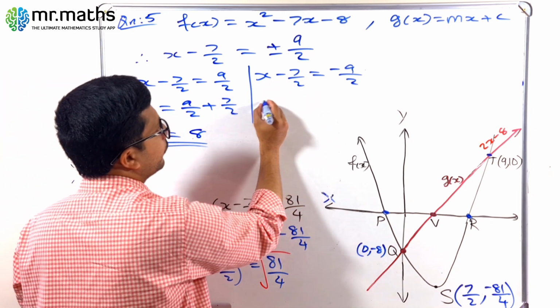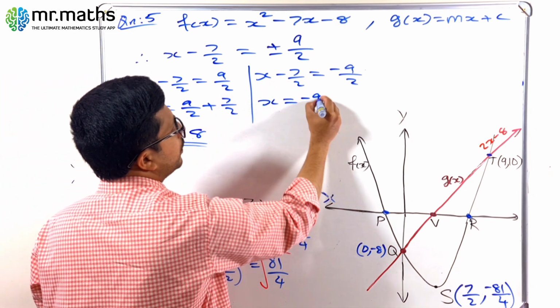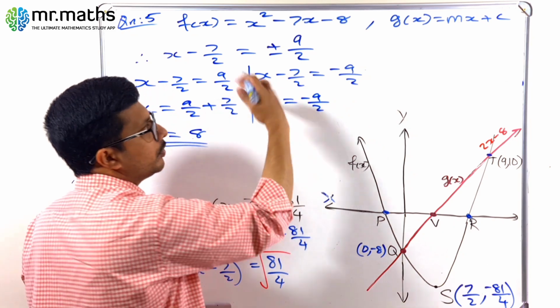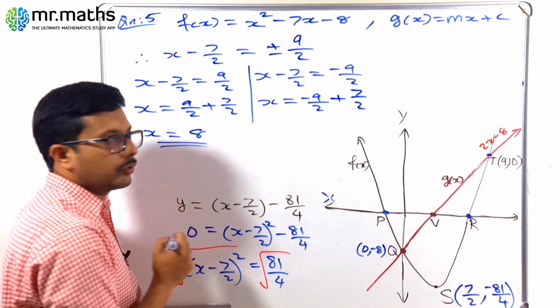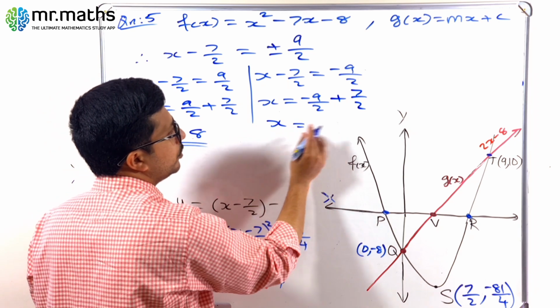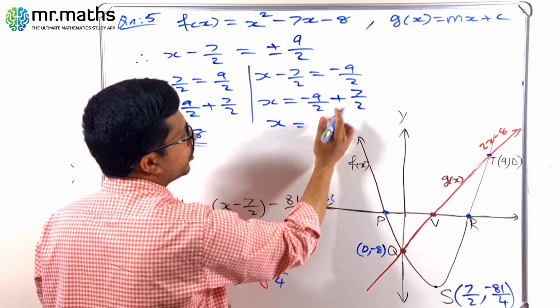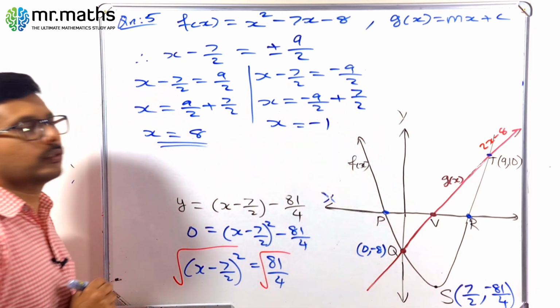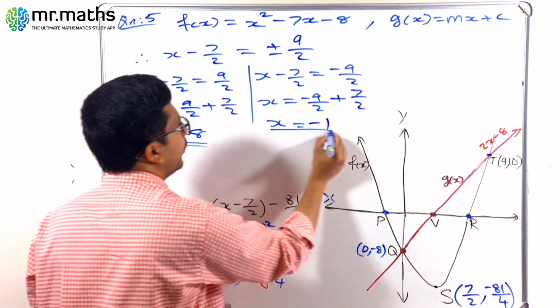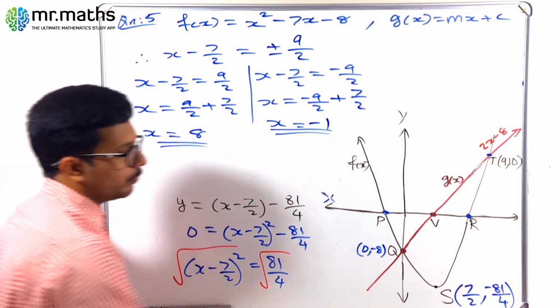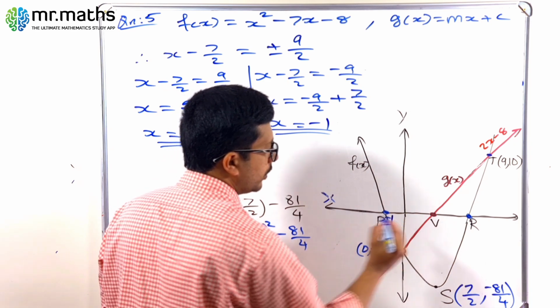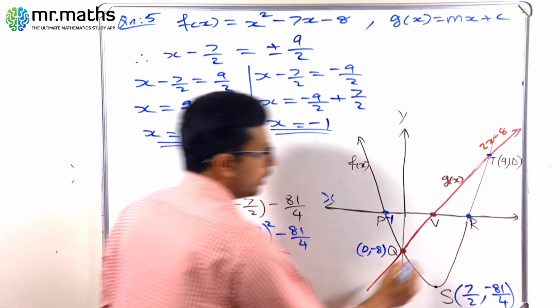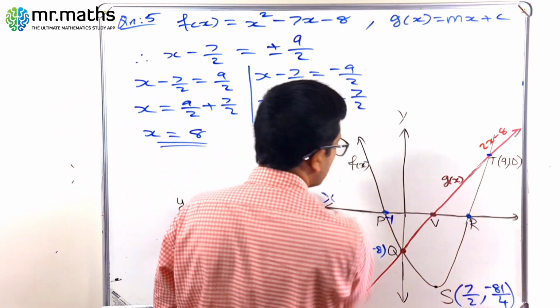Here what is the answer? x is equal to minus 9 over 2. Take this one to the other side, so plus 7 over 2. Okay, so what is the answer? Minus 9 plus 7 is minus 2, over 2 is minus 1. So x is equal to minus 1. So which one is for P? P is x equals minus 1. Am I right? This is minus 1. And here for R, x is 8.